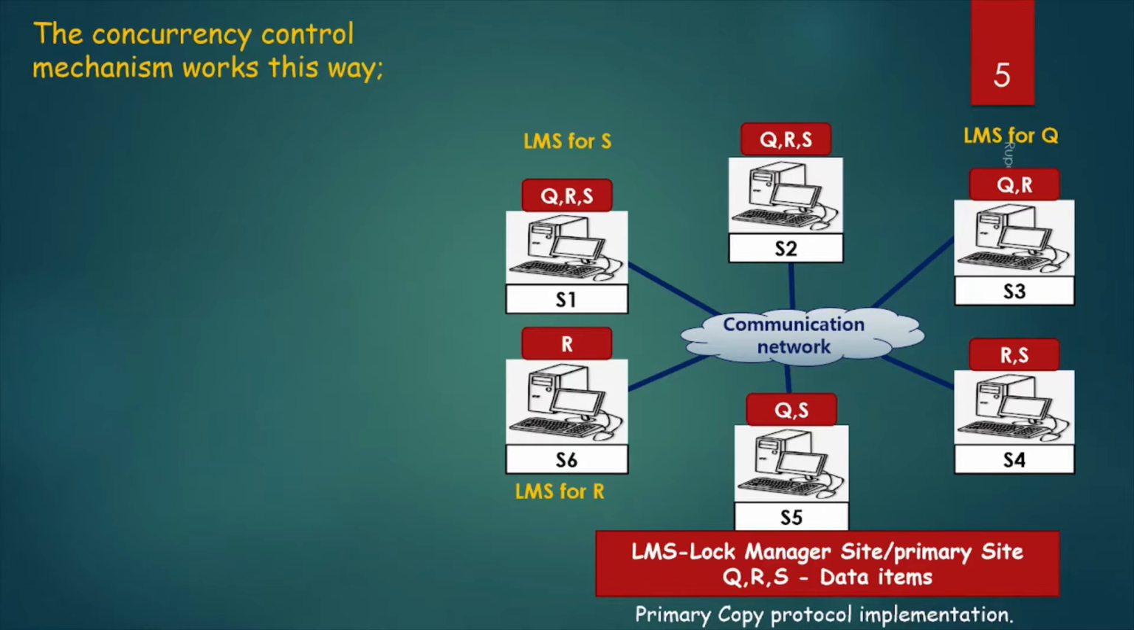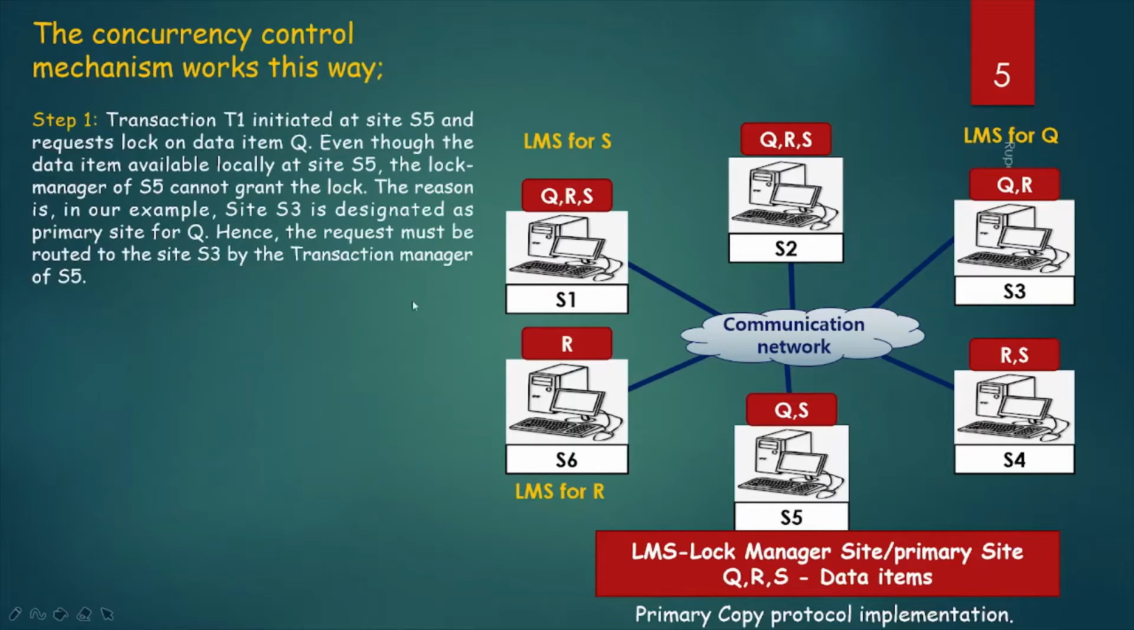The concurrency control mechanism works this way. Step 1. Transaction T1 is initiated at the site S5 and requests a lock on data item Q. See, data item Q is available at site S5. Even though the data item is available locally at site S5, the lock manager of S5 cannot grant the lock. Why? The reason is, in our example, site S3 is designated as the primary site for Q. Hence, the request must be routed through the communication network to the site S3 by the transaction manager of S5.